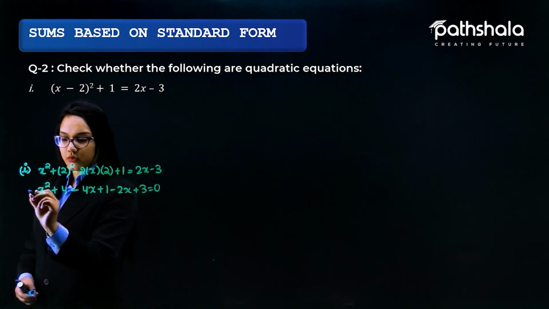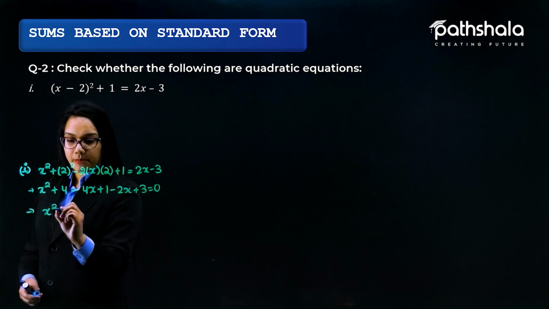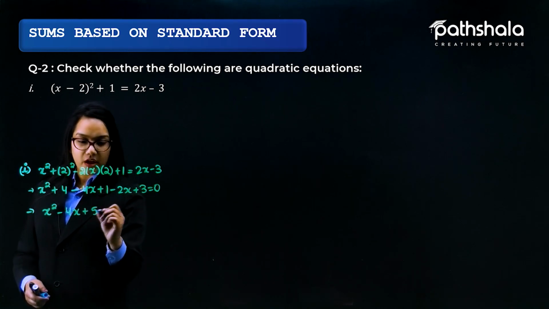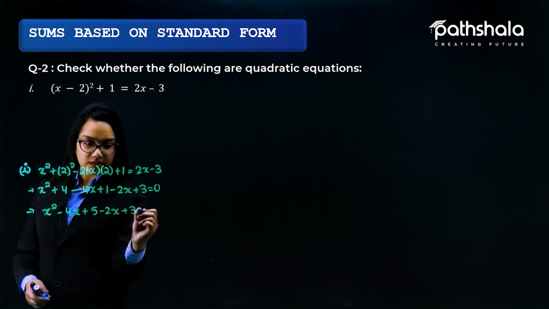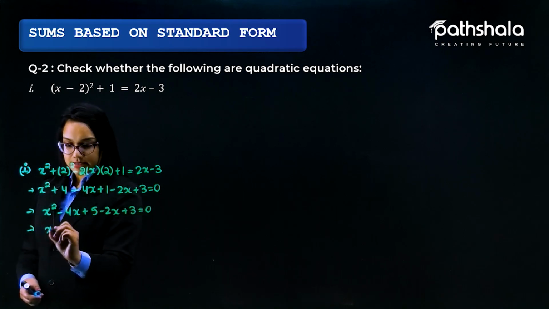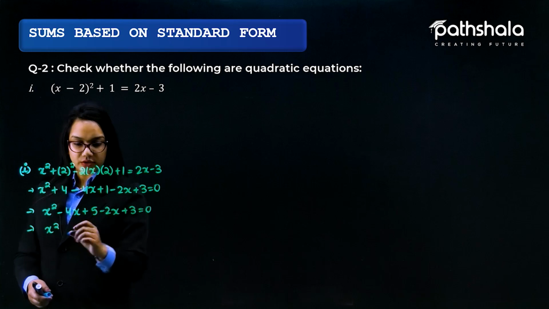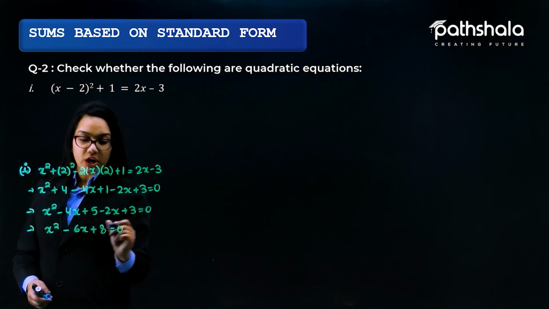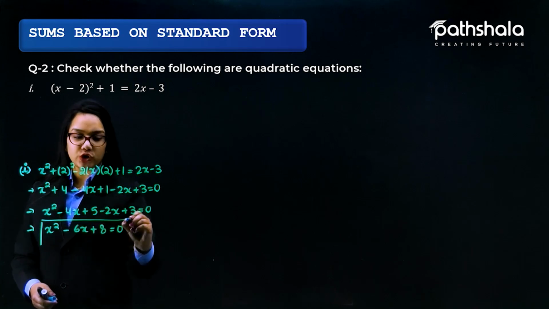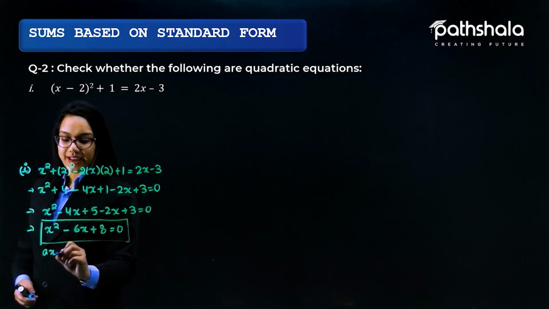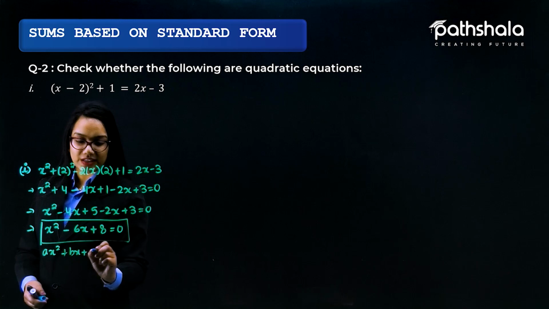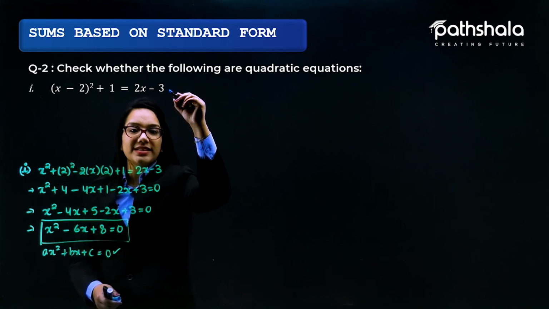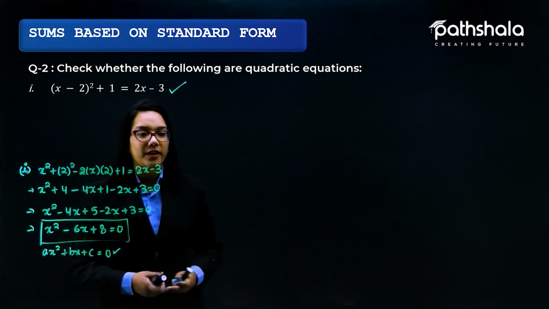Let's solve it. So we have x square minus 4x plus 4 plus 1 is nothing but plus 5, minus 2x plus 3 is equal to 0. Again this is x square minus 4x minus 2x is minus 6x, plus 5 plus 3 is 8, is equal to 0. So definitely the very first part is of the form ax square plus bx plus c is equal to 0. So this is nothing but a quadratic equation. So yes, this is a quadratic equation.